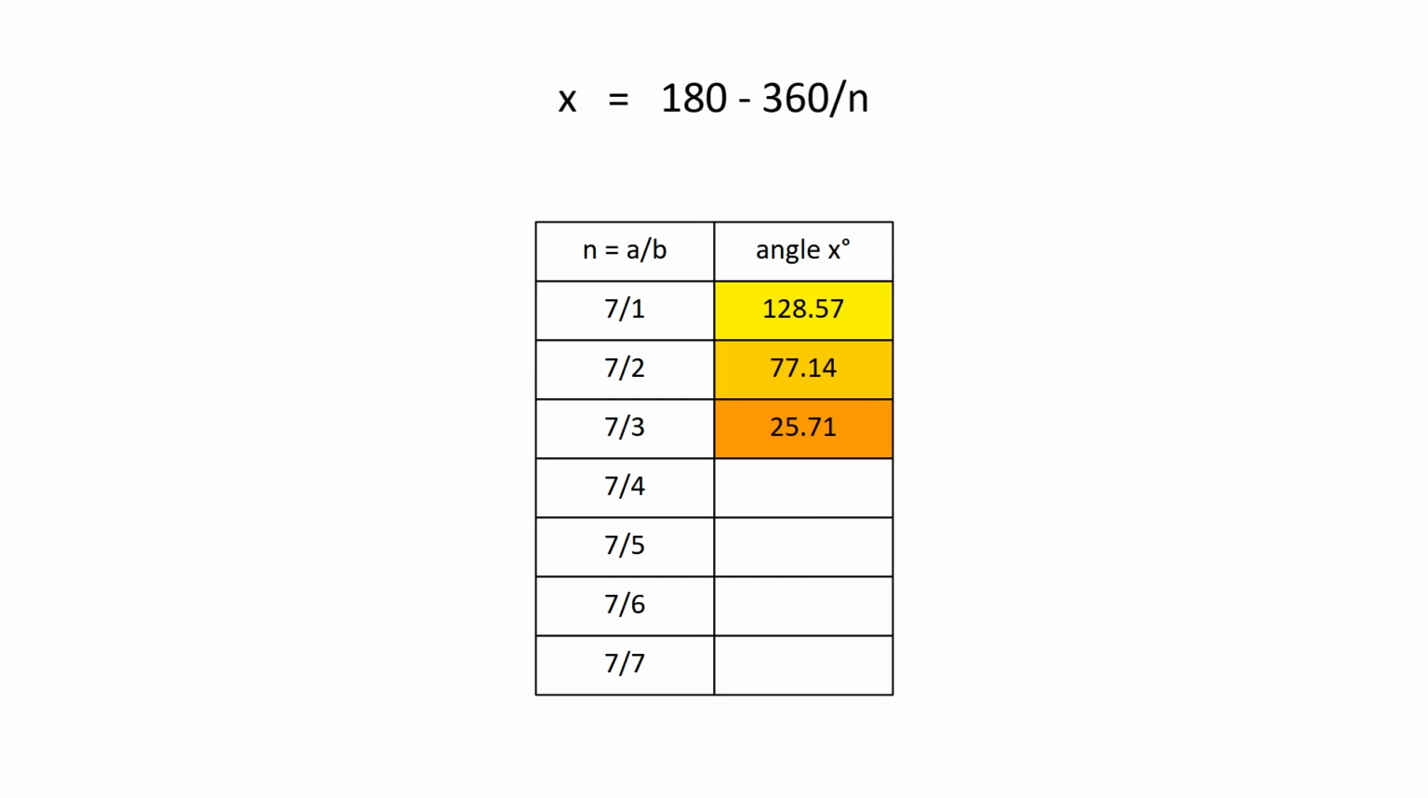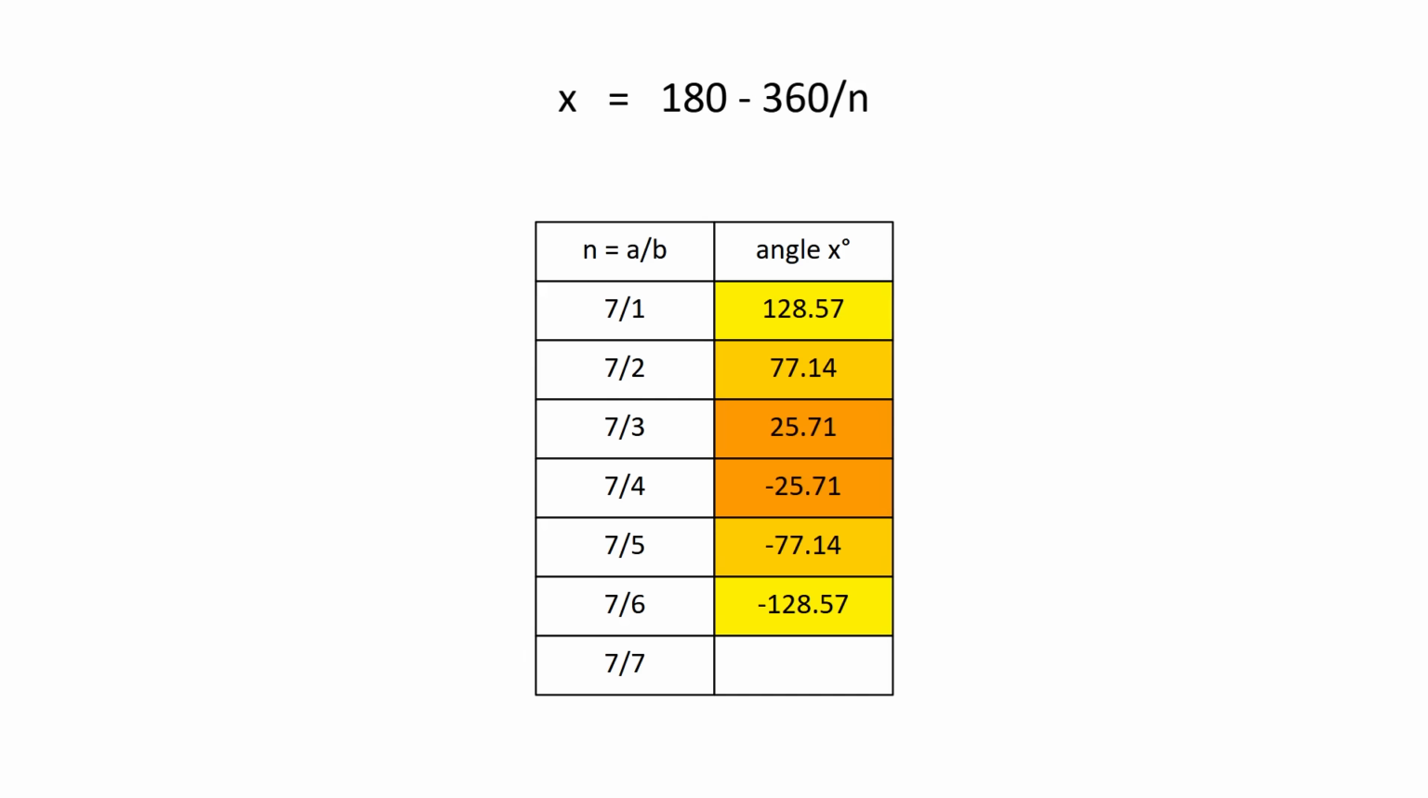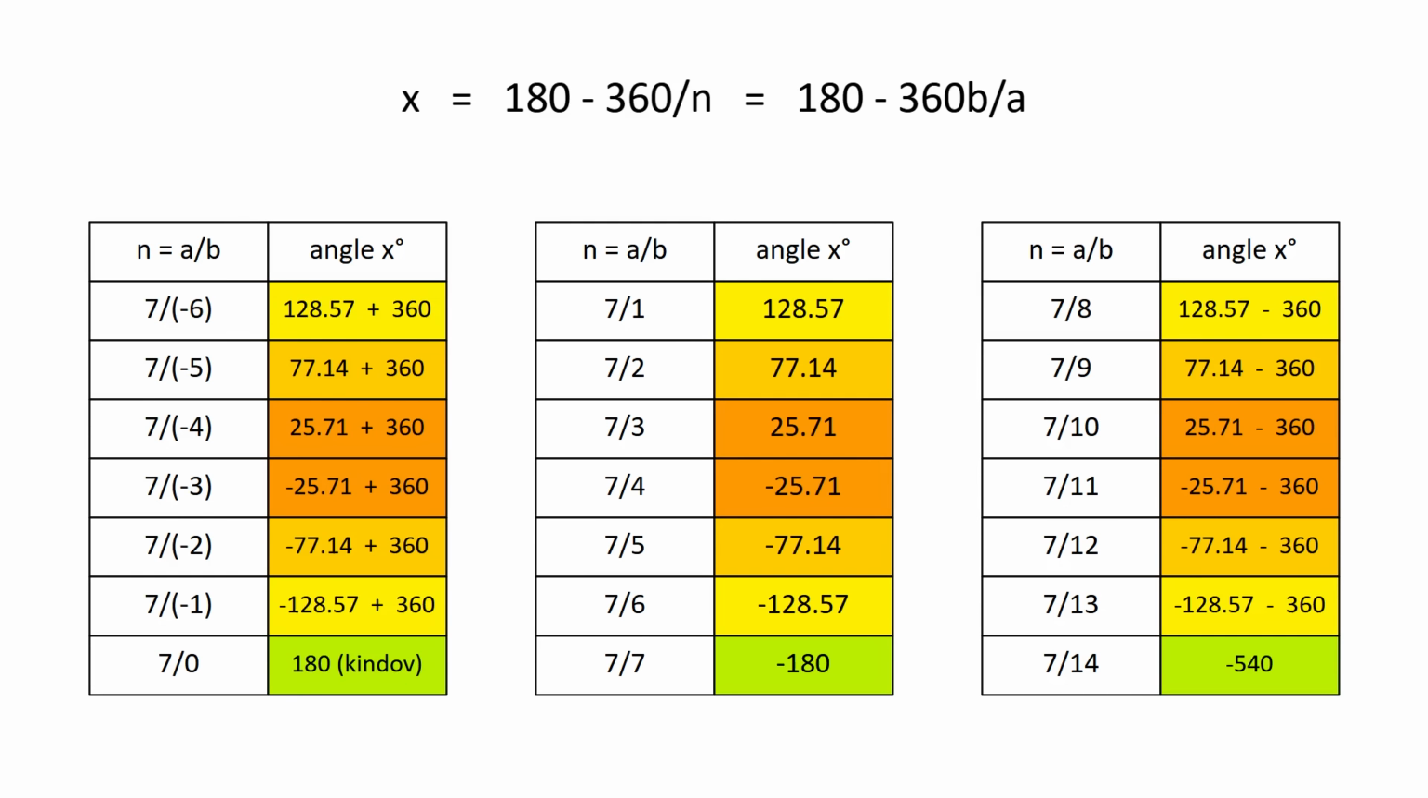Well, if you use 4, 5, or 6, you get negative angles, which result in the same shapes as before, just constructed in a different direction. 7 over 7 is the degenerate apeirogon, and other denominators are equivalent to adding multiples of 360 to the angle, leaving it unaffected. So for a given numerator a, the only denominators we need to consider are positive integers up to half of a. Let's try it with 9.